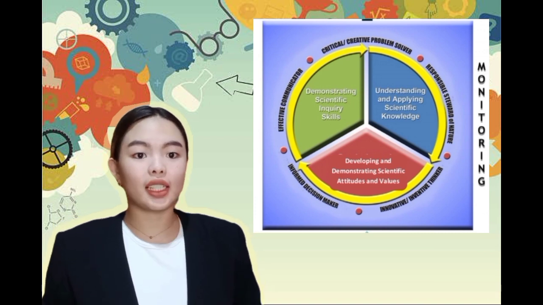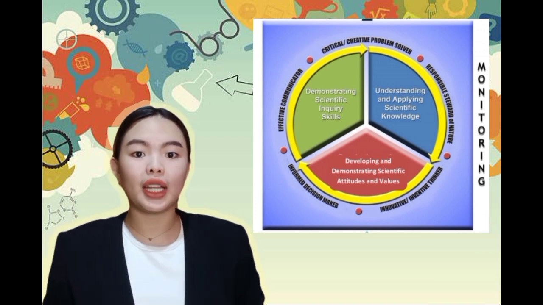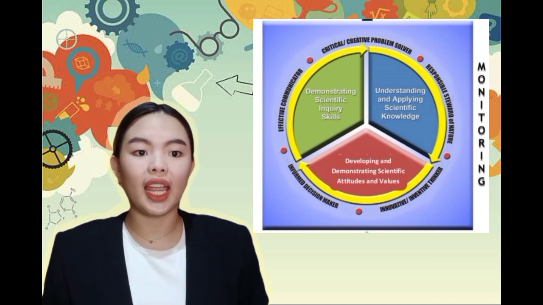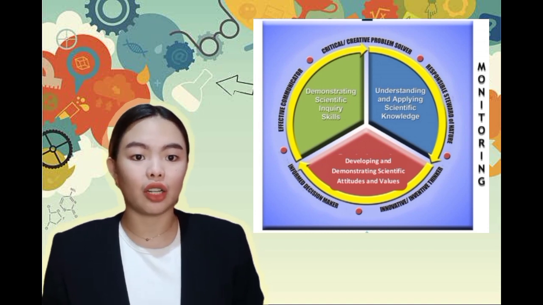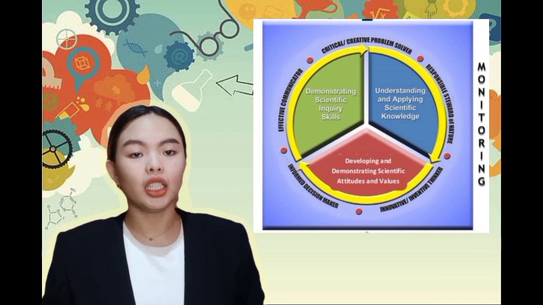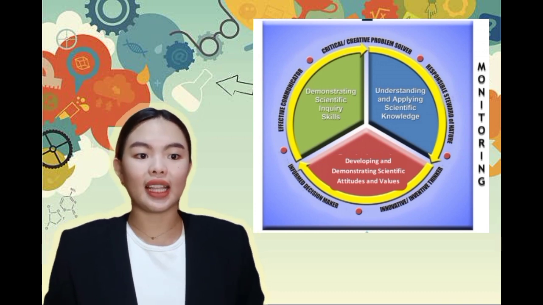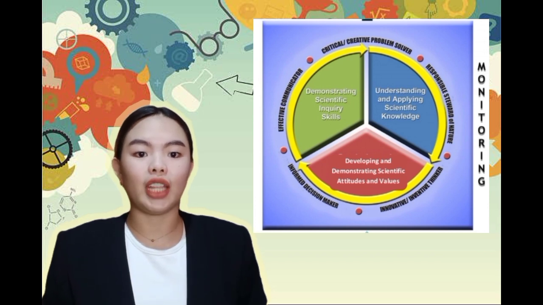With these domains, K-12 envisions that students can be scientifically, technologically, and environmentally literate and productive members of society. With these characteristics surrounding the three equal parts of the circle, first is critically creative problem solver, next is responsible steward of nature, then innovative inventive thinker, informed decision makers, and lastly, effective communicator.